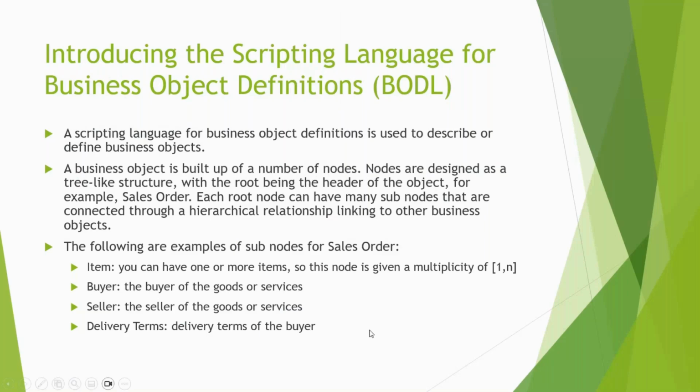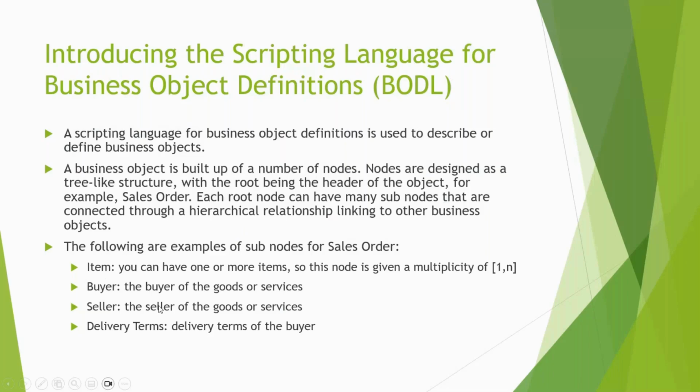Similarly, if you take a sales order, in the sales order we have the item, buyer, seller, and delivery terms. Here we can have multiple items for a single sales order, so we can define the item as a subnode, and under that item node we can have item ID, like a product ID, and then quantity and price. Those things will be repetitive, right? So if there is anything repetitive, we can define it as child nodes, subnodes.